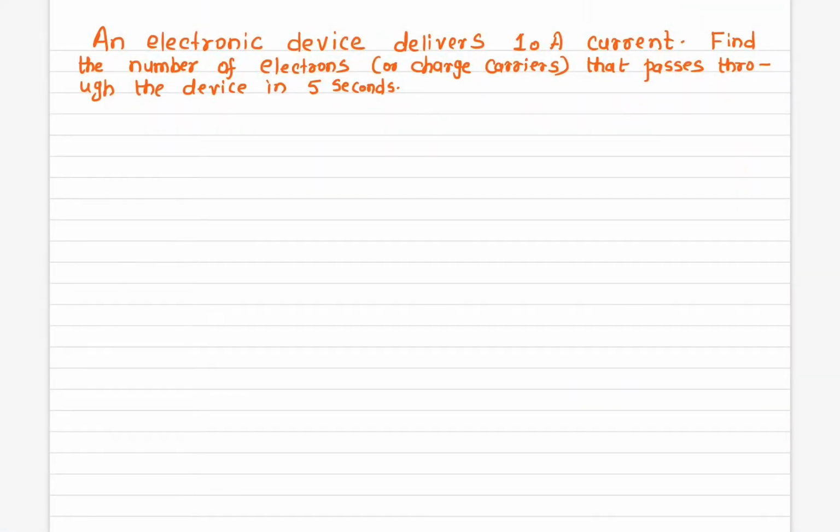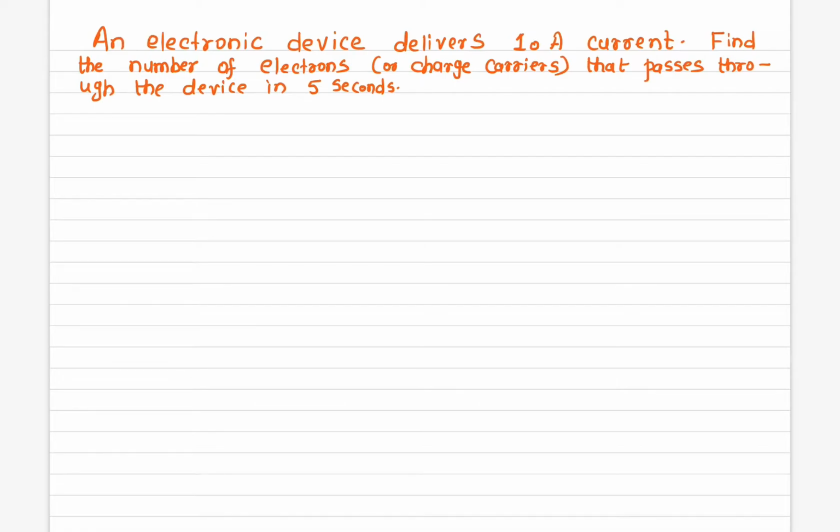In this problem, we'll talk about how to find the number of charge carriers that passes through a device in a certain time. So what information we have given here is the current.